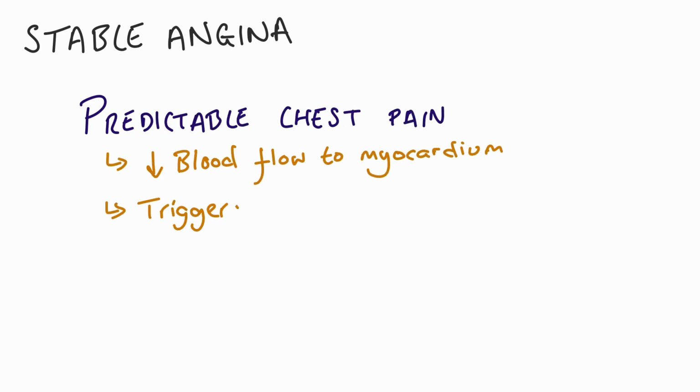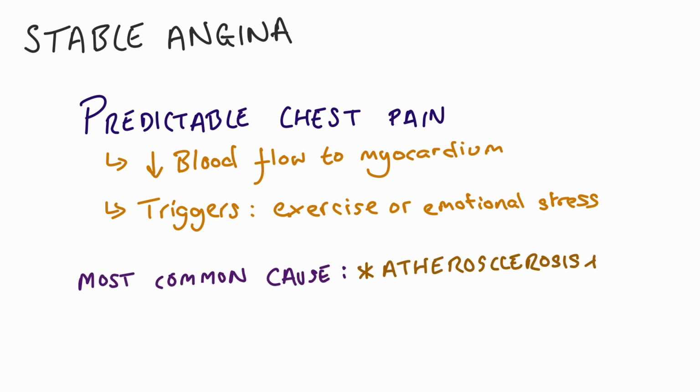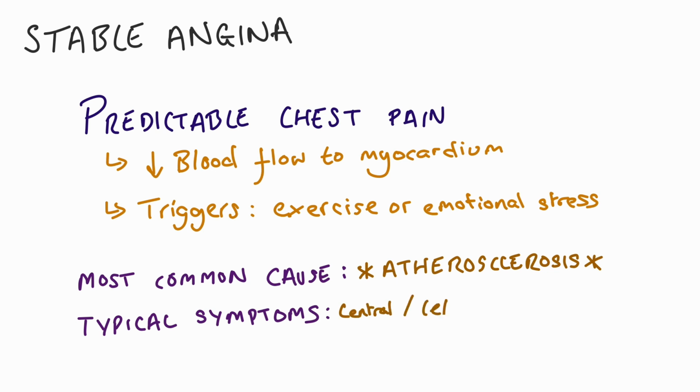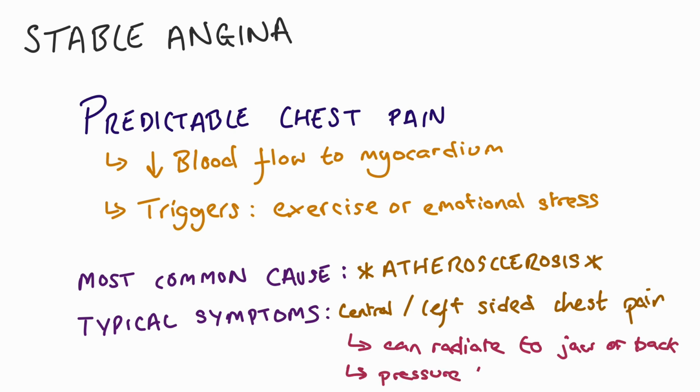Stable angina is predictable chest pain caused by insufficient blood flow to the myocardium and often precipitated by physical exertion or emotional stress. The most common underlying cause of angina is atherosclerosis, where fatty plaques build up inside the coronary arteries. Anginal pain is classically central or left-sided chest pain with radiation to the arm, jaw, or back, and is described as a pressure, tightness, or heaviness on the chest.